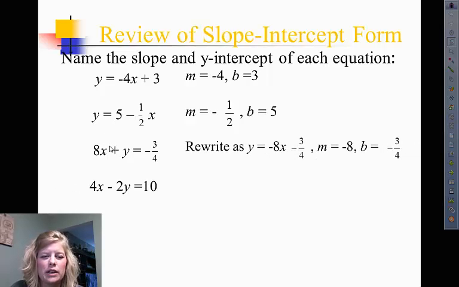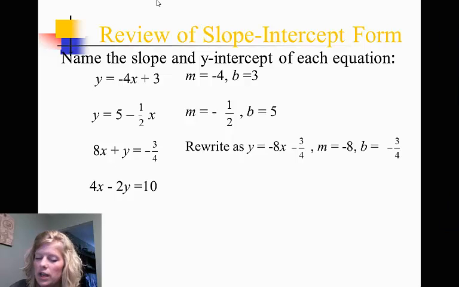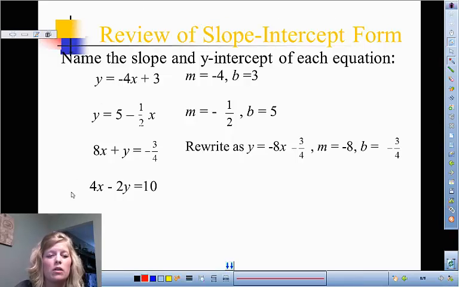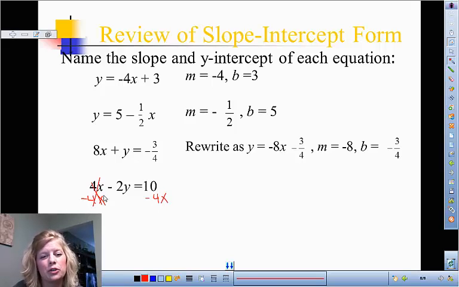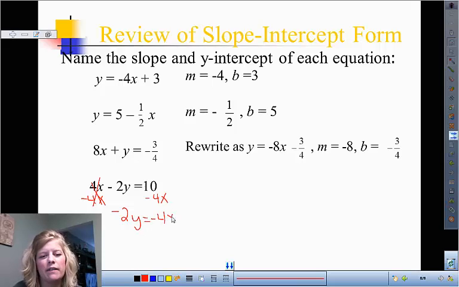After that, I have 4x minus 2y equals 10. How about this one? What do you have to do to get y alone? Yep, subtract 4x from both sides. Again, 10 and 4x are not like terms, so you can't combine them. Just rewrite it. Negative 2y equals, you can say 10 minus 4x, or you could say negative 4x plus 10.